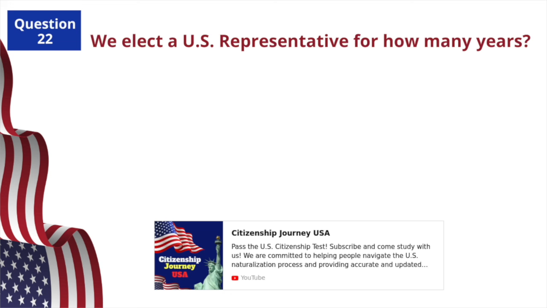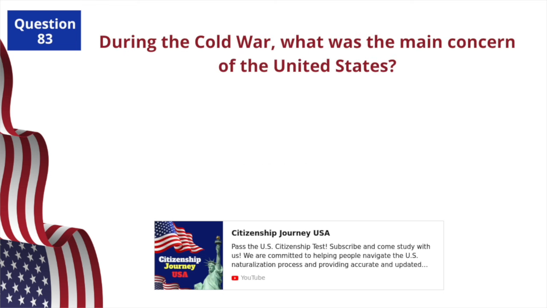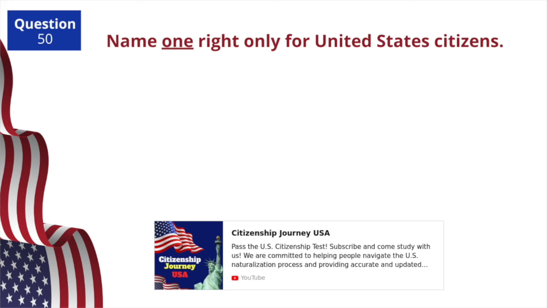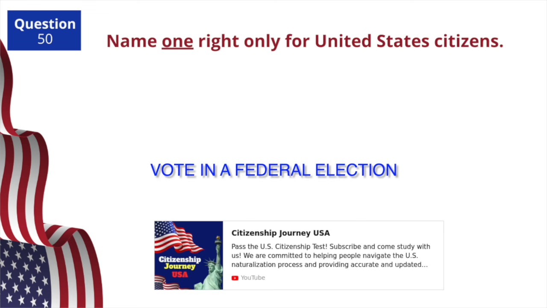We elect a U.S. representative for how many years? 2. During the Cold War, what was the main concern of the United States? Communism. Name one right, only for United States citizens. Vote in a federal election.